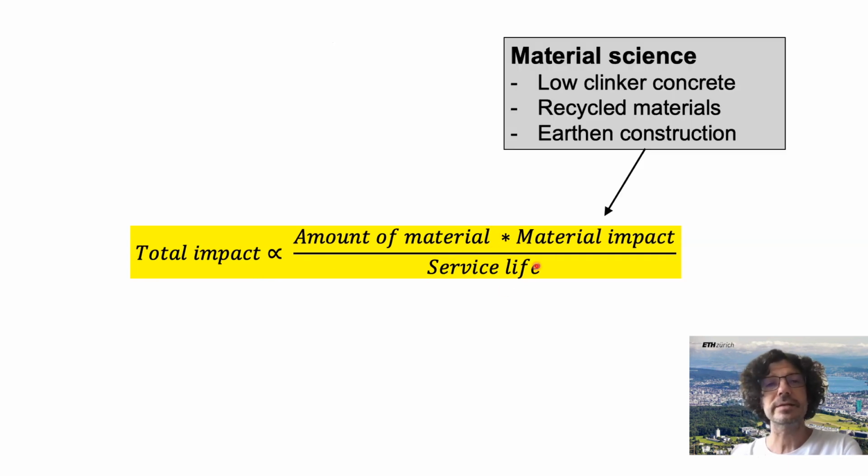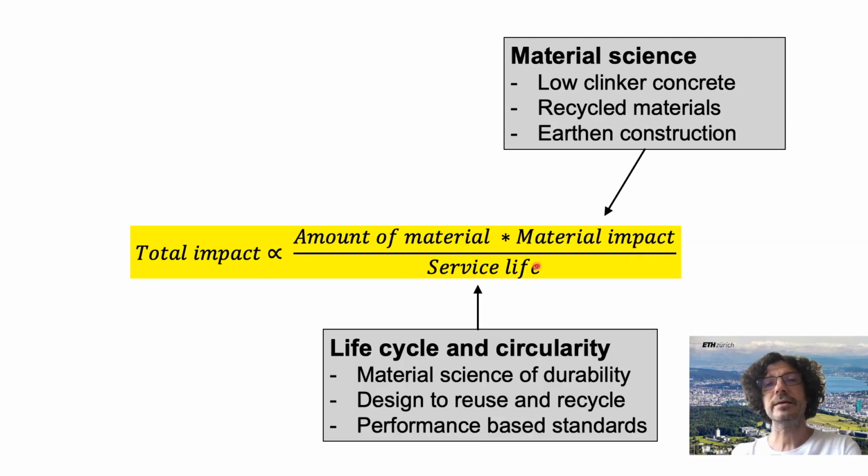So, from a material science point of view, we can, for concrete, look at making concrete with lower clinker contents. We can use recycled materials. There are also possibilities, I believe, in earthen construction, where we could use materials with very low environmental footprints, but there's a number of questions there also that have to be dealt with. The service life is clearly very important, and here the material science of durability is a central topic that needs still further research. There are aspects of designing for reuse and for recyclability. Here, in general, the development of performance-based standards is clearly very important.